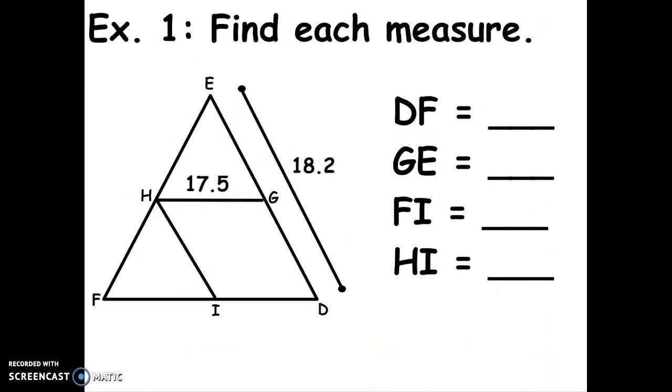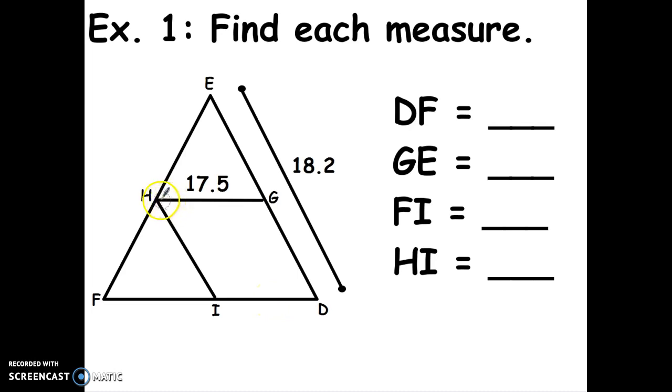Example 1, find each measure. Whenever I get a figure like this, the first thing I want to do is start labeling things. So I'm going to first take a look at this midsegment here. We see that midsegment HG is parallel to the third side, which is FD. Remember, this line segment is half of this line segment, or the way that I like to look at it, in threes.